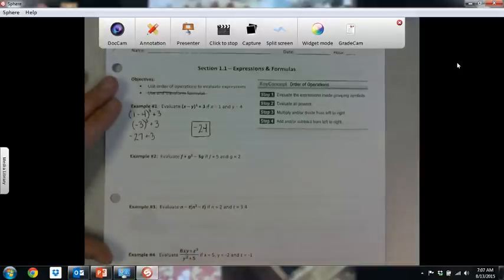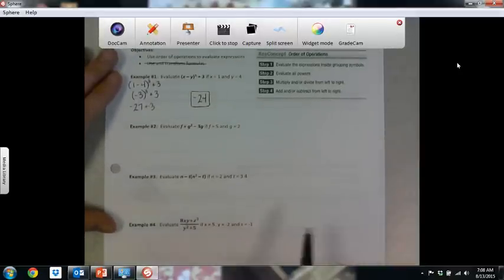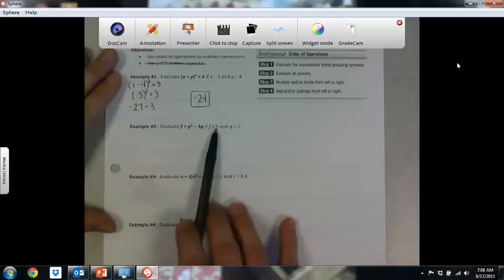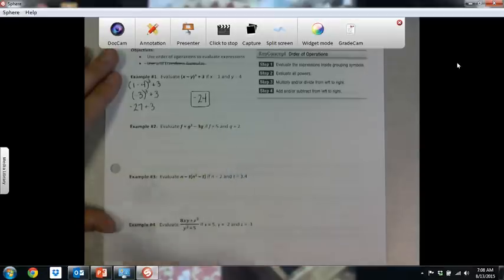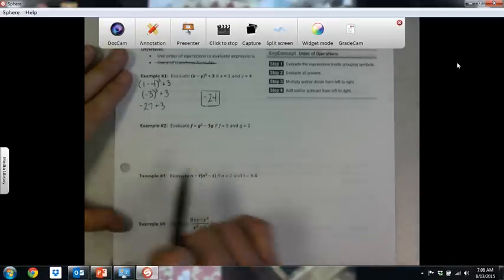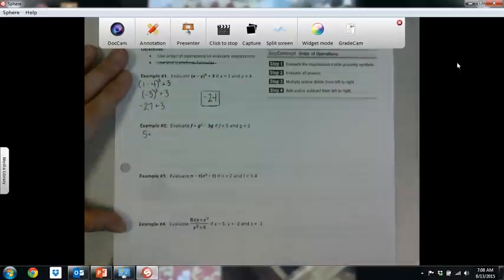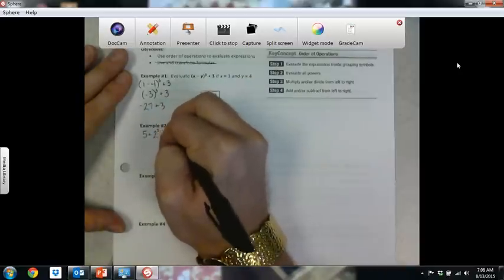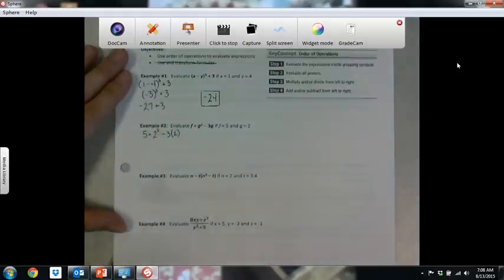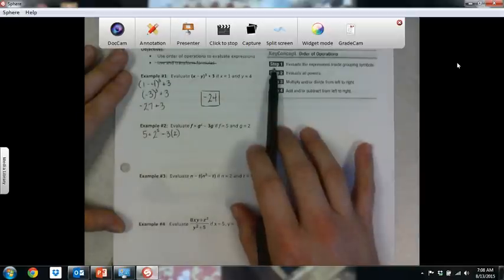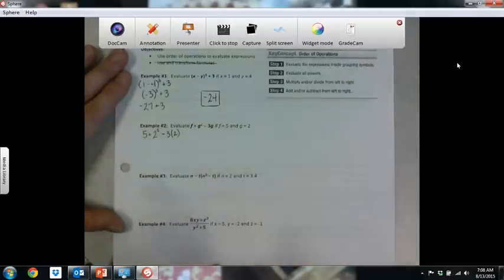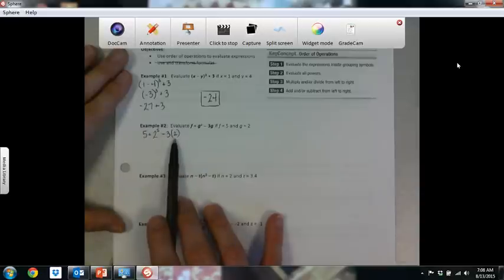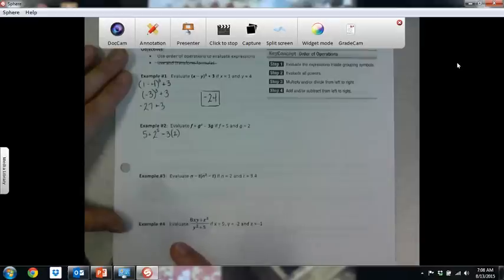So let's take a look at another problem. Let's look at example number 2. So here I have f plus g squared minus 3g when I replace 5 for f and 2 for g. So I'm going to work that problem out as well. So here I'm going to say 5 plus 2 squared minus 3 times 2. And so the first step in order of operations is still to evaluate expressions inside the grouping symbols. Well, I added grouping symbols here, but there's nothing to do inside the parentheses. So I don't have anything to do for step 1.